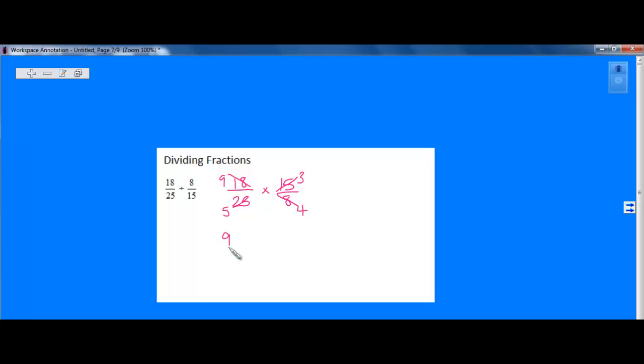If it helps you to see it better, you can rewrite the problem. 9/5 times 3/4. When I multiply straight across, I have 27/20. This is an improper fraction, so I need to simplify. I can pull one whole out of here and end up with 7/20 left over. And that is simplified.